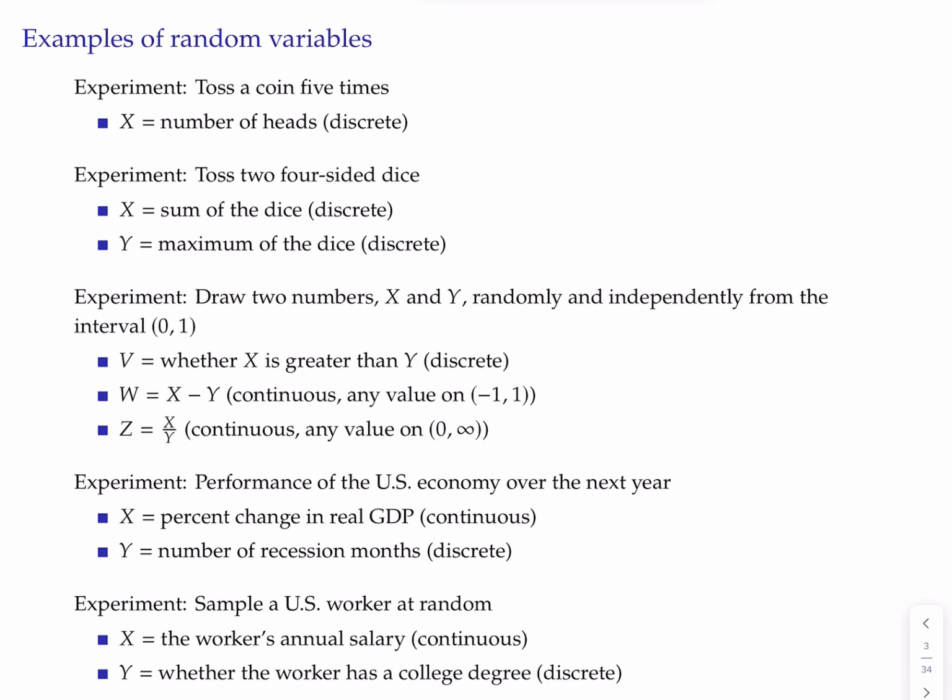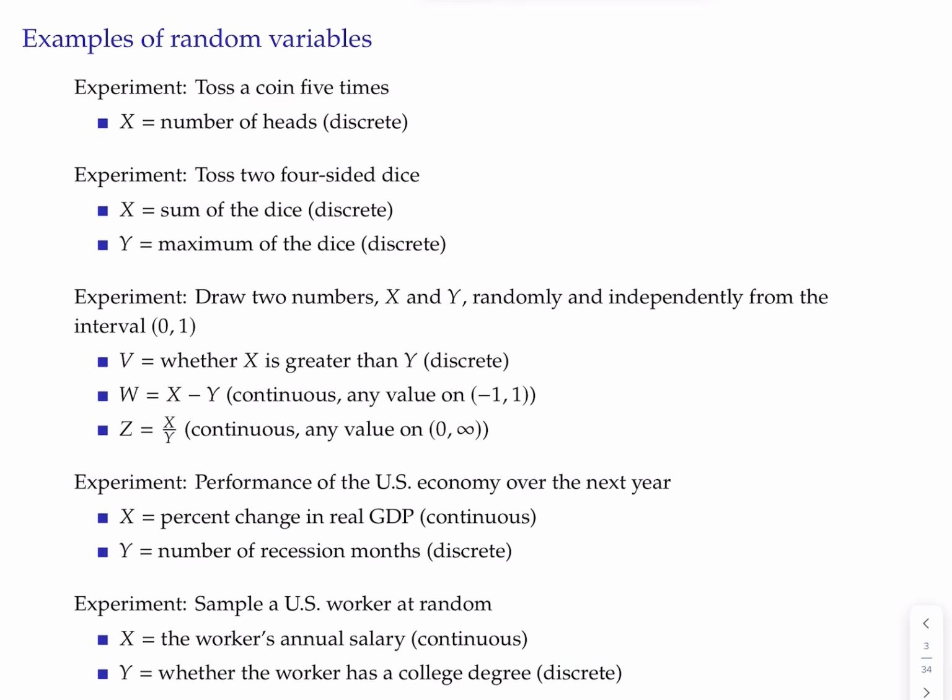So again, a random variable is technically a numerical description of the result of an experiment. So every one of these examples comes with an experiment first. Toss a coin 5 times. Maybe X counts the number of heads. That's discrete. It could be 0, 1, 2, 3, 4, or 5.